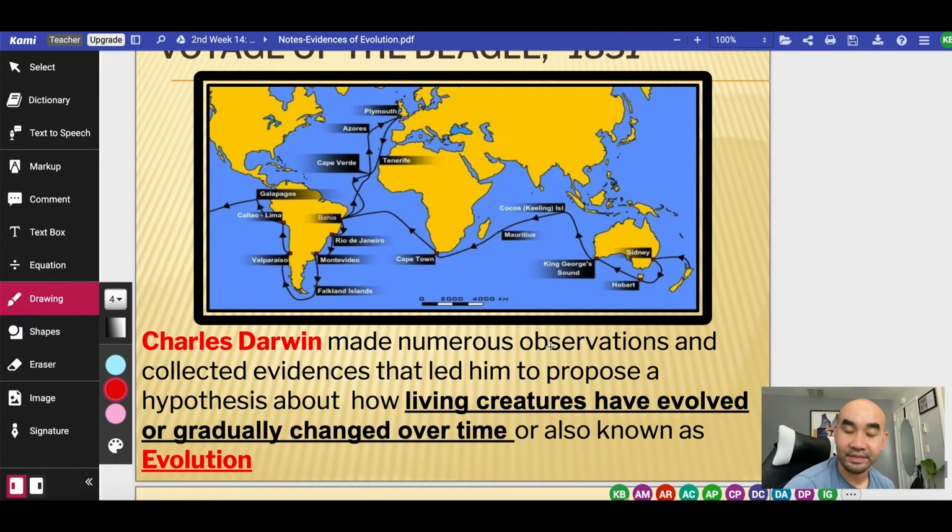And then he put all this data together, and he came up with a theory. It started out as a hypothesis first, right? And then over time, there was more research, more data, to make it a theory. And his theory is that all living creatures have evolved, or gradually changed, over time. And that's what he called evolution, right?